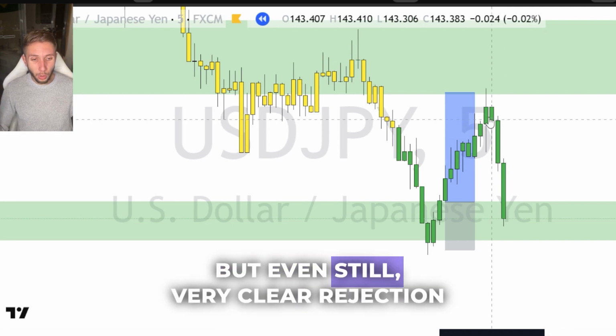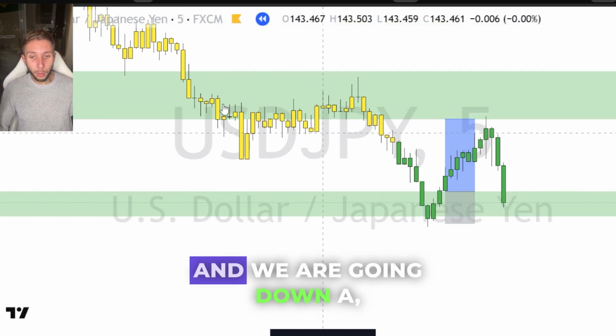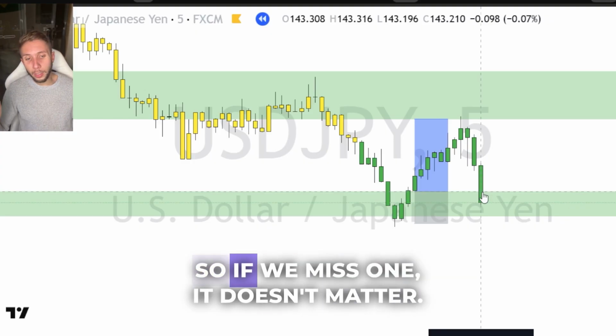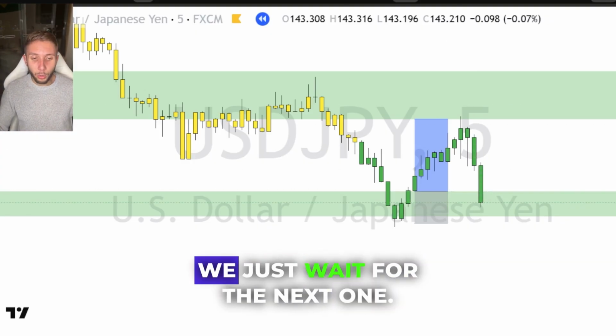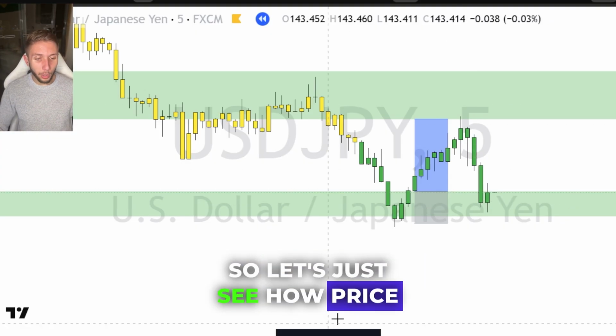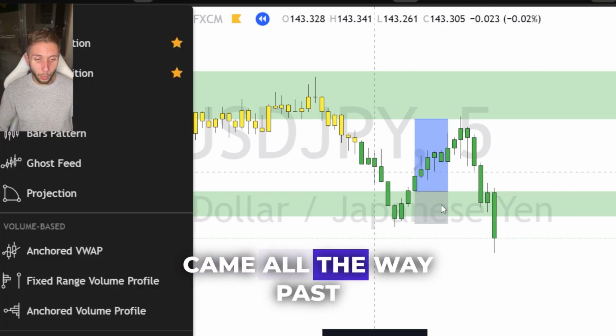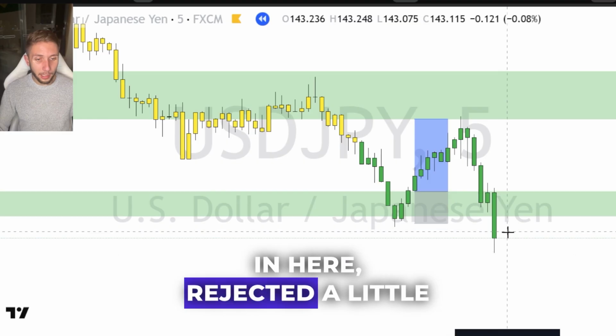But even still, very clear rejection from the zone. And we are going down a fair bit in here. We have opportunities over and over, so if we miss one, it doesn't matter. We just wait for the next one. So let's just see how price goes. We're still well within the half, and there we go. Price came all the way past the zone in here, rejected a little bit.